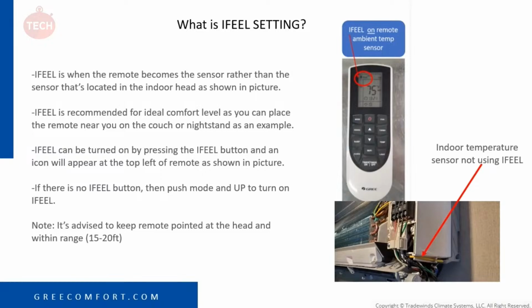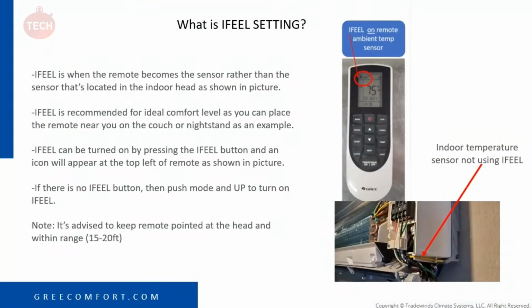So you can set it on the couch next to you, on the bed, on your nightstand next to you. Again, you want to make sure that the remote is pointed towards the head and keep it within a range. Typical range is 15 to 20 foot. I recommend doing this for ideal comfort.